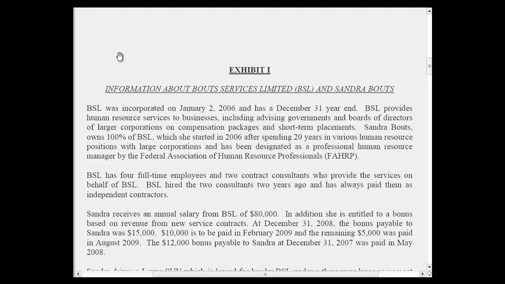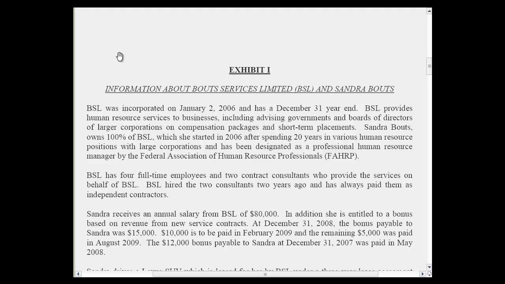Jennifer, so then your annual salary will be included as a deduction for the company and then an income for Sandra. Okay. And then in addition, the bonus for 2008 was paid in February 2009, 10,000. So that's within the 180-day limit, so you can deduct that. You can include that income. Yep. However, the remaining 5,000 was paid in August, so it's after 180 days, so you cannot. Okay, so you have an issue here for the corporation.